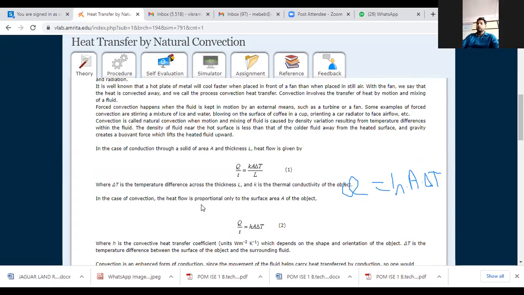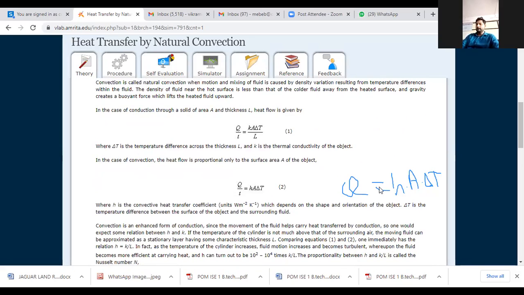So this is about conduction heat transfer, and as we have already discussed, this is about convection heat transfer. According to Newton's law of cooling, we know that Q by t is equal to h multiplied by A multiplied by delta T. So this is the equation.